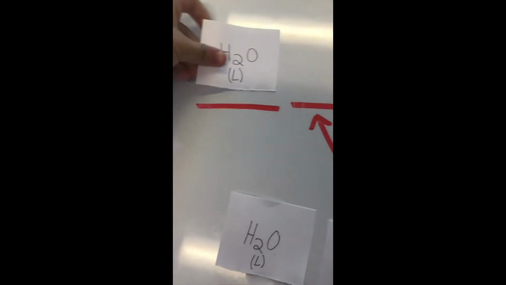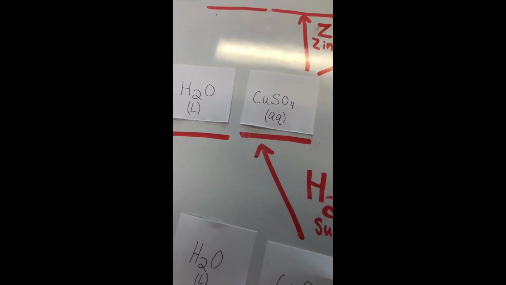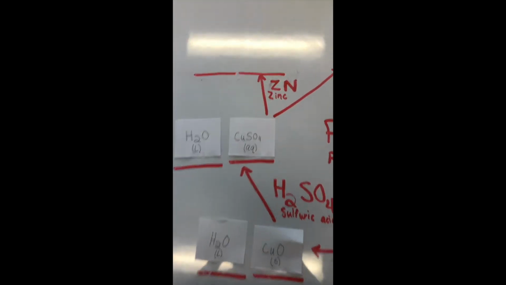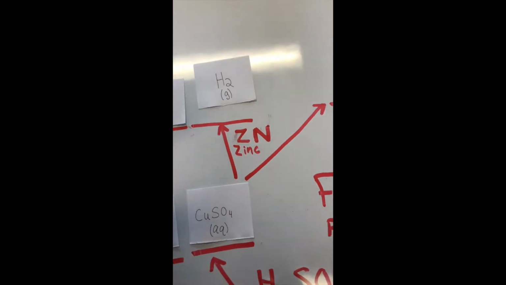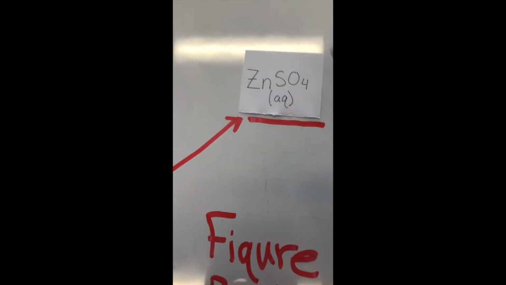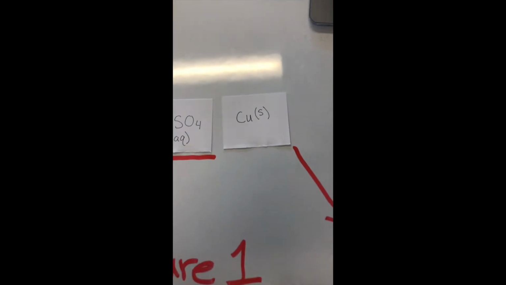Next, by adding sulfuric acid, you get water and copper 2 sulfate. And at this stage, the black turns to a very light blue color and all of the particles disappear. Next, by adding zinc, you get zinc and dihydrogen, and over here you get zinc sulfate, and a clear gas appeared, and eventually you go back to solid copper.